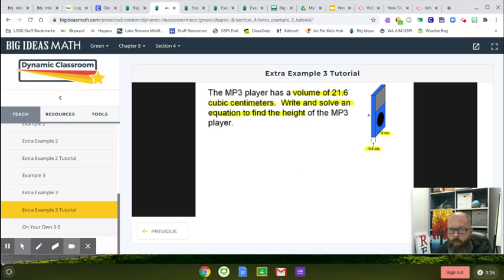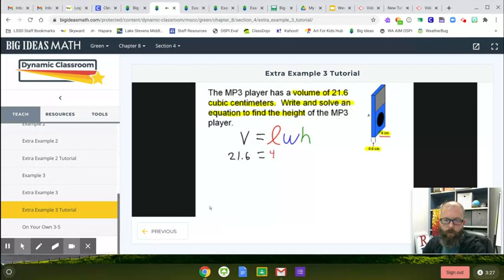Well, we know the formula for the volume of a rectangular prism. Let's use that. The volume is equal to the length times the width times the height. Now let's decide which values we can substitute. We know the volume, that's 21 and 6/10. How about the length? Let's use 4 for the length. And that leaves 6/10 for the width. And the height is unknown. That's what we're trying to find.